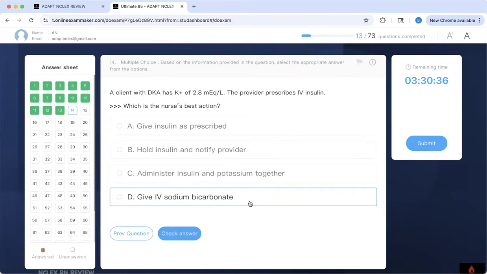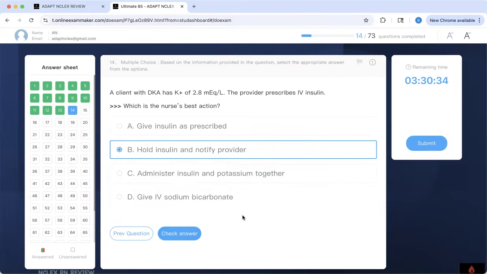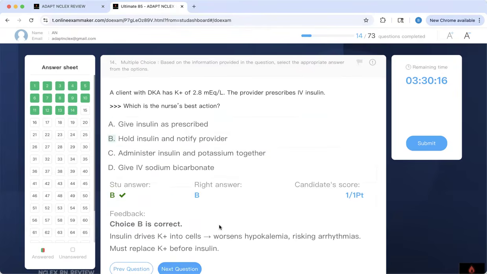I can tell you the right answer is to hold it, because if I give you insulin and your potassium is 2.8, potassium can go into the cells. Your potassium goes down and you go into arrhythmia. Don't give the insulin as prescribed. You should not give insulin and potassium together or give sodium bicarbonate. You should not give them in this situation.